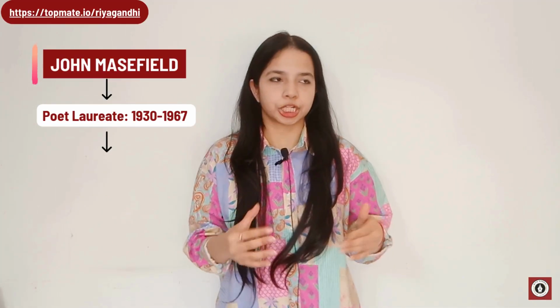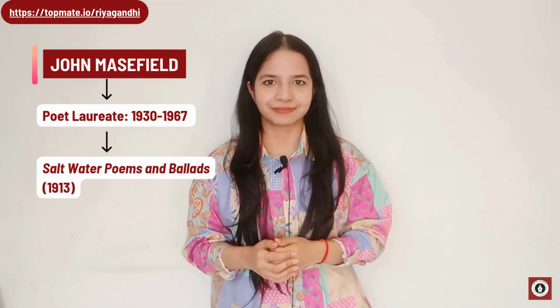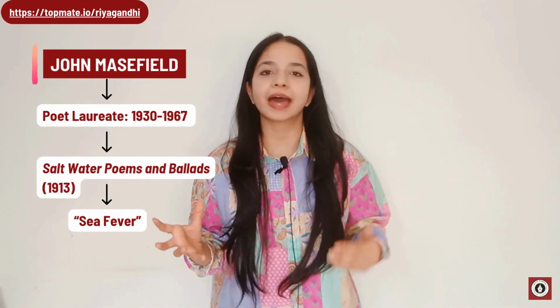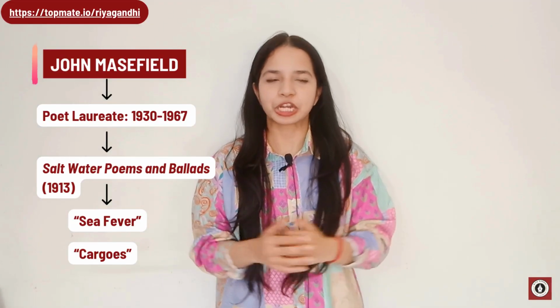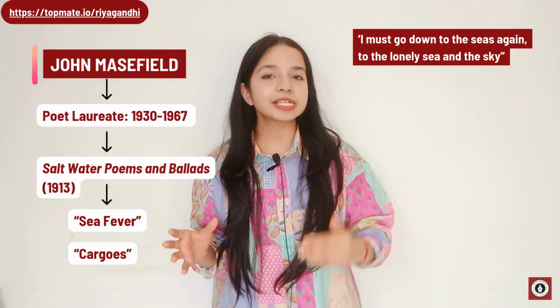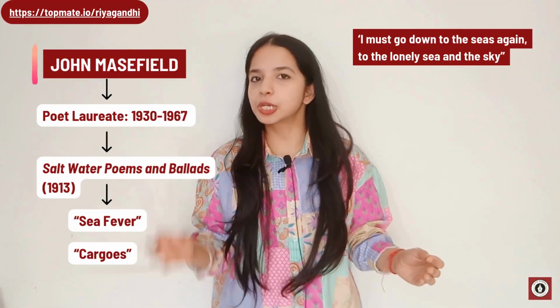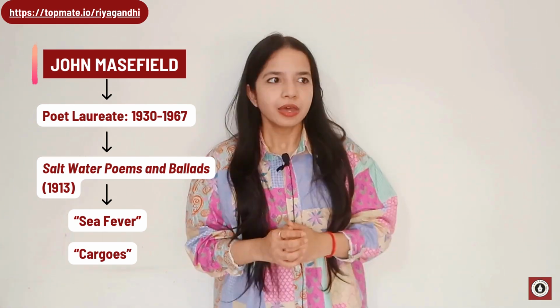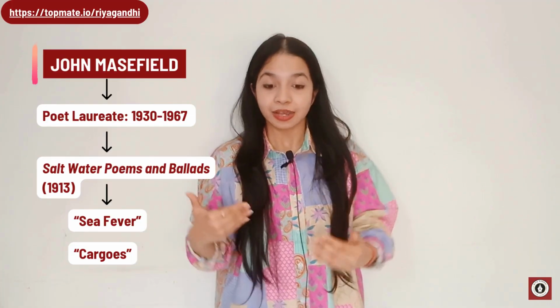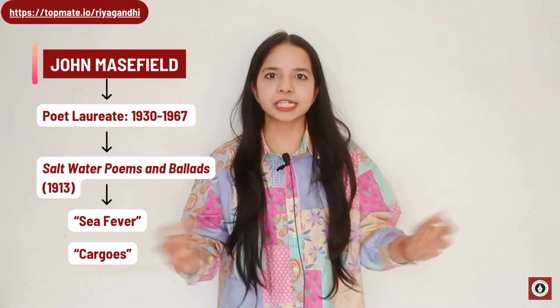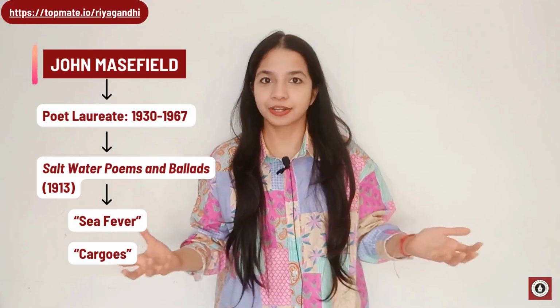His early collection, Saltwater Ballads, captures the rawness and the romance of maritime life. It contains 2 of his most famous poems, Sea Fever and Cargoes. Sea Fever also opens with some of the most famous lines in English literature: "I must go down to the seas again, to the lonely sea and the sky." The way he has described the sea and the English countryside, it almost feels like we, as readers, find ourselves in the midst, in the presence of the sea and the English countryside.